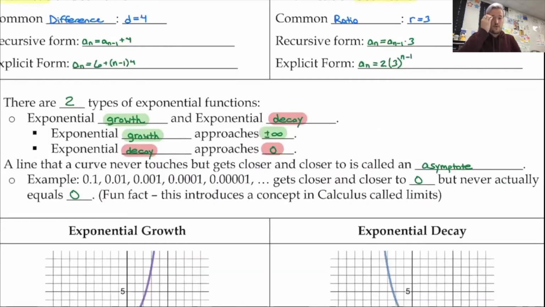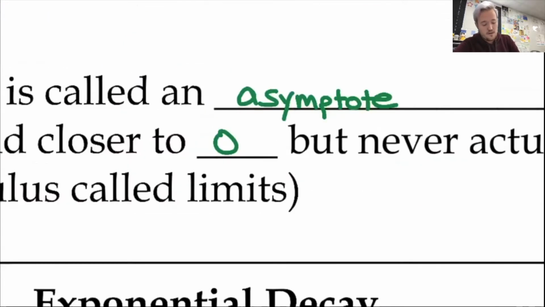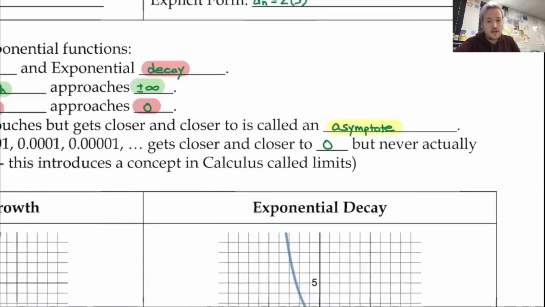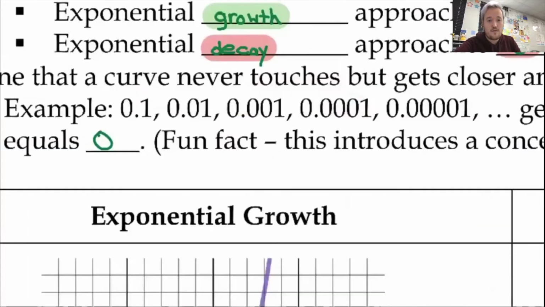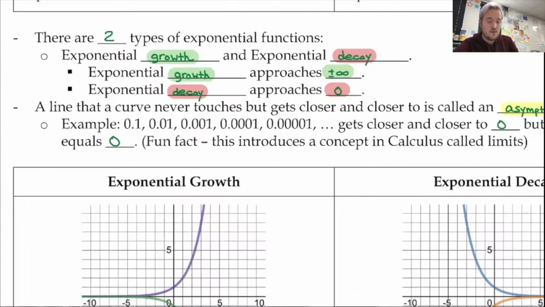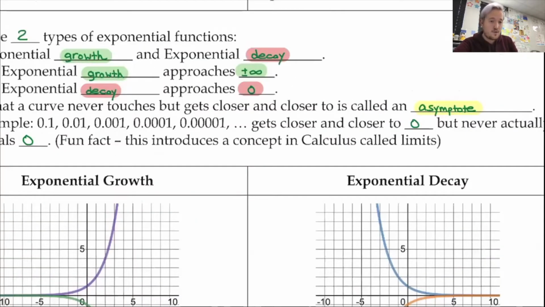All right, so now we have another vocab term that's very important. It's called an asymptote. An asymptote is a line that never touches a curve, but it gets closer and closer to it. So your asymptote here is going to be a very crucial idea to know. I'll give you an example here. We have 0.1, 0.01, 0.001, 0.0001. It's getting closer and closer to 0, but it never actually equals 0.